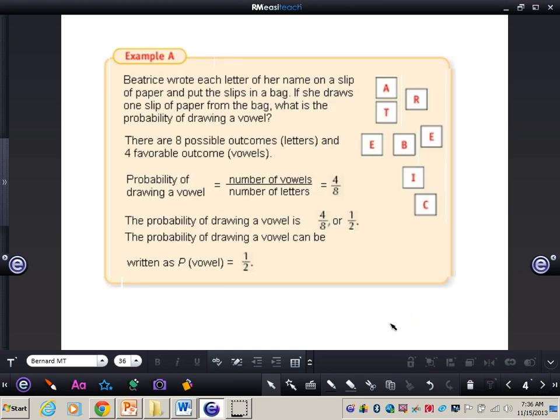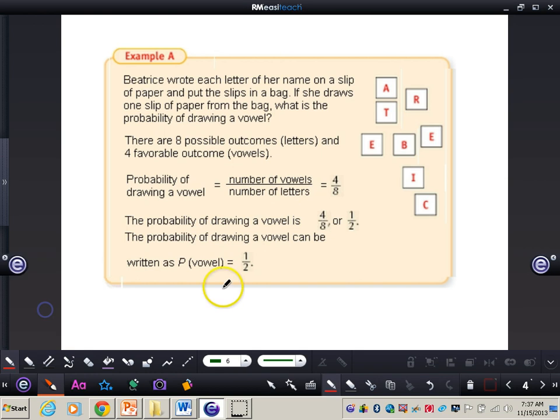So we have an example A. You can just follow along. You don't need to write anything down or do this problem with me. It says Beatrice wrote each letter of her name on a slip of paper, and she puts the slips in a bag. If she draws one slip of paper from the bag, what is the probability of drawing a vowel? So we have our different letters to the right. Now we could see there are 8 possible letters: 1, 2, 3, 4, 5, 6, 7, 8 possible letters.